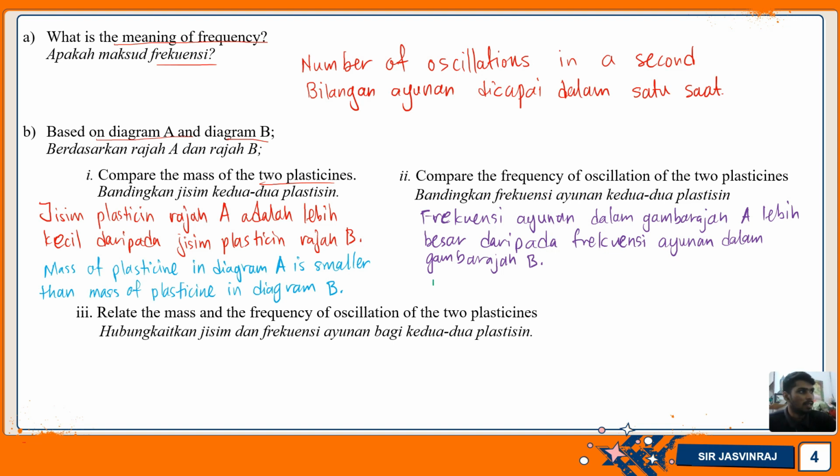Easy. Same thing. Frequency of oscillation in diagram A is higher than in diagram B.